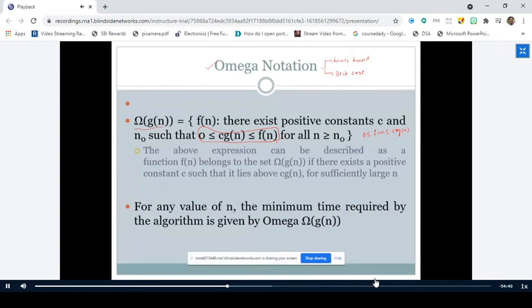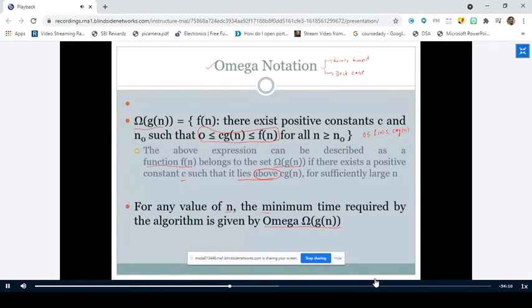Here you have to observe this change, right? For all n greater than or equal to n naught, the above expression can be described as function f of n belongs to the set omega of g of n if there exists a positive constant c such that it lies above c into g of n for sufficiently large values, right? So for any value of n, the minimum time required by the algorithm is given by omega of g of n.